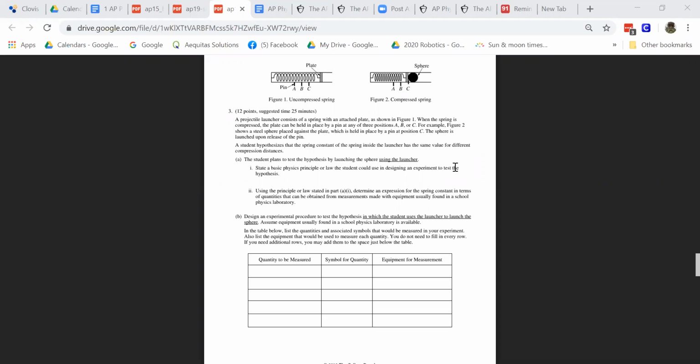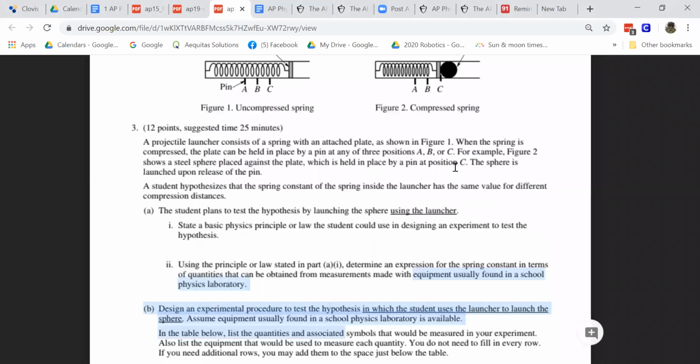It says a projectile launcher consists of a spring with an attached plate, as shown in the figure. When the spring is compressed, let me zoom in here a little bit. I can hardly read it. It's the old age problem. Let's just do part A.